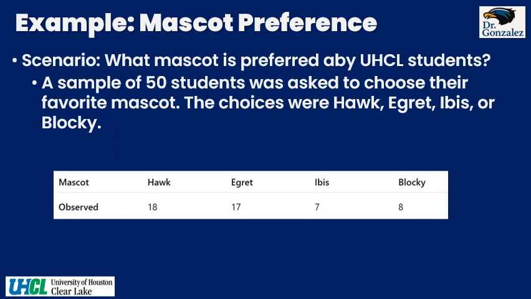So let's walk through an example scenario. We're going to talk about which mascot is preferred by UHCL students. A sample of 50 students was asked to choose their favorite mascot. You had hawk, egret, ibis, or blocky. And I hope ibis is the correct pronunciation. I don't know if it's ibis or ibis, but we're going to go with ibis. So in my data here, I have an observed 18 for the hawk, 17 for egret, 7 for the ibis, and 8 for blocky.